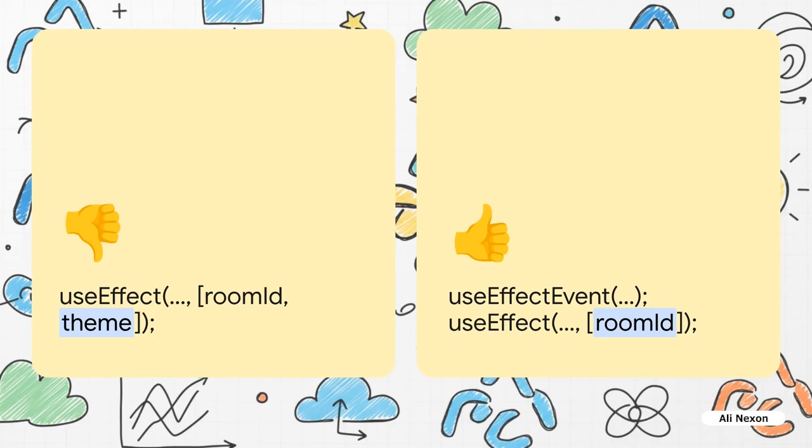Before, you'd have an effect that depends on both room ID and theme, so just toggling dark mode would cause a reconnect. Yikes. But now, with useEffectEvent, you pull that logic out into an effect event. Your useEffect hook now only depends on room ID, which is what you wanted all along. It's just cleaner, it's more correct, and it's way more performant.